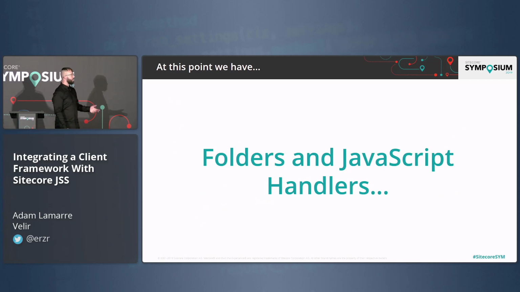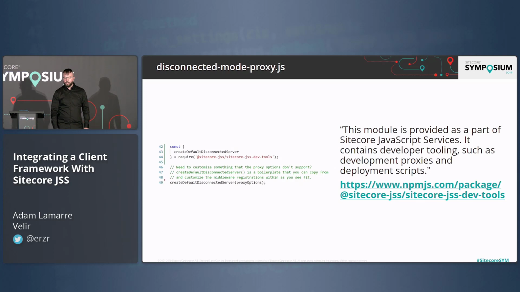So at this point, we've built out folders, and we have these JavaScript handlers, which we've used from the sample applications to get started. But what actually runs those handlers? How do we run these to populate our disconnected layout service? If you take a look at the command that runs when start proxy runs, at the very bottom of this file, you'll see this call to create default disconnected server.